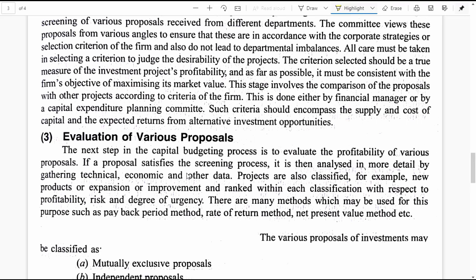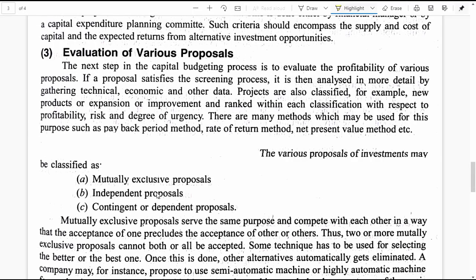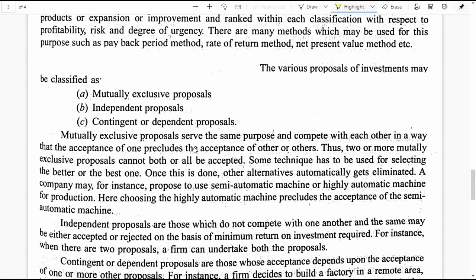The various investment proposals may be classified as mutually exclusive proposal, independent proposal and contingent or dependent proposals. What is the meaning of mutually exclusive proposal? Mutually exclusive proposals serve the same purpose and compete with each other in a way that the acceptance of one precludes the acceptance of other or others. Some technique has to be used for selecting the better or the best one. Once this is done, the other alternatives in the category are summarily rejected or eliminated.